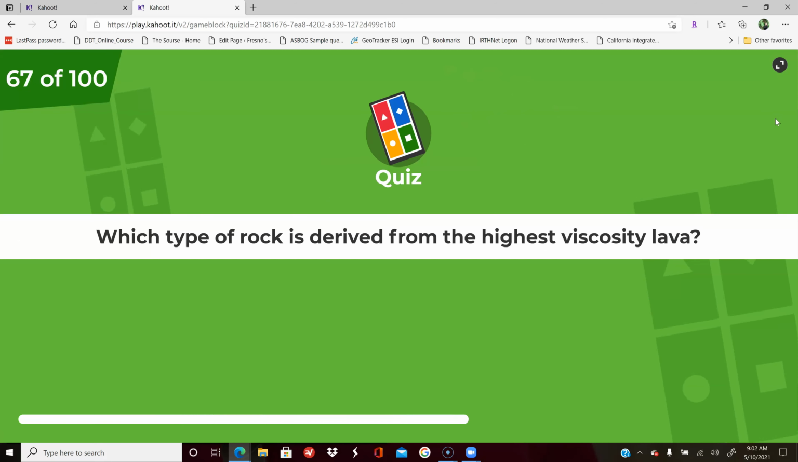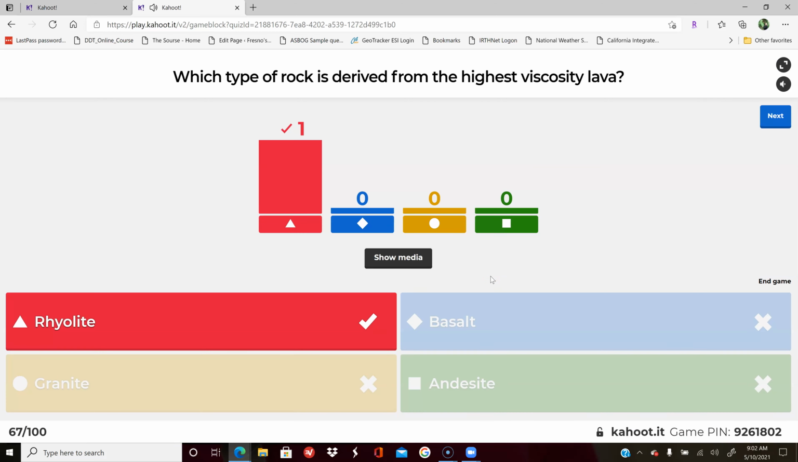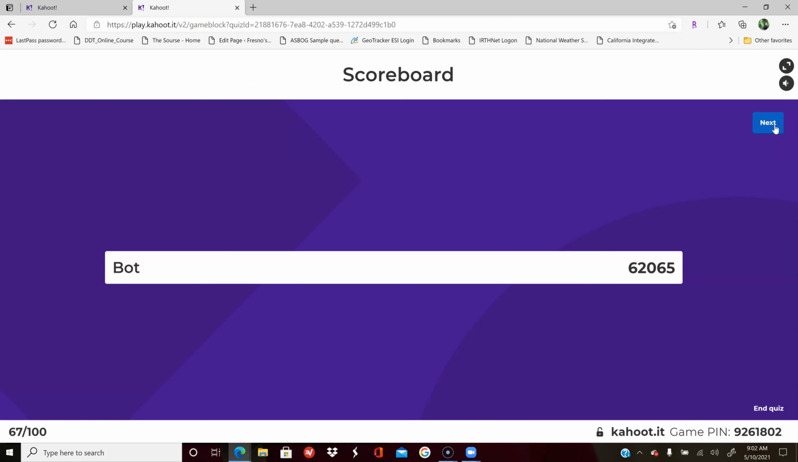Which type of rock is derived from the highest viscosity lava? Rhyolite, basalt, granite, or andesite? That would be rhyolite. So the highest viscosity lava, that already rules out granite because granite doesn't come from lava, it comes from magma cooling below the surface in a pluton. So we've got rhyolite, basalt, and andesite. Rhyolite has the highest viscosity with the highest silica content.